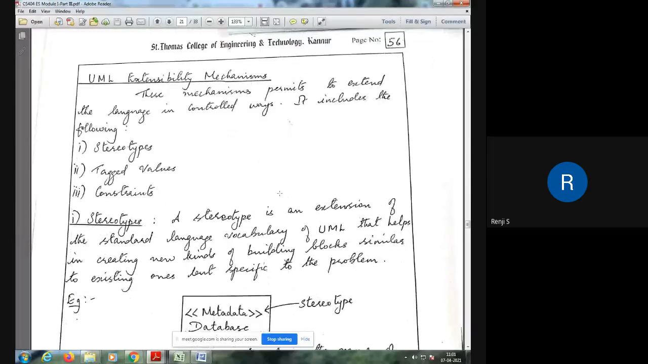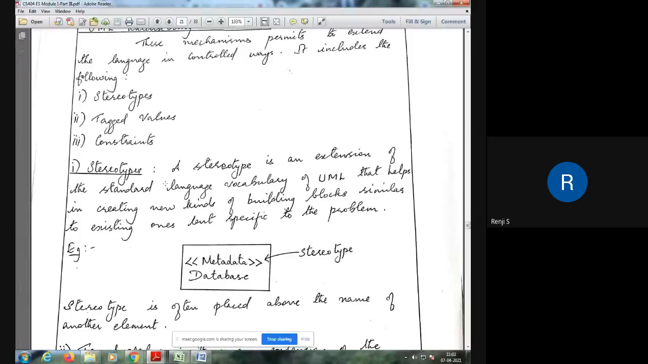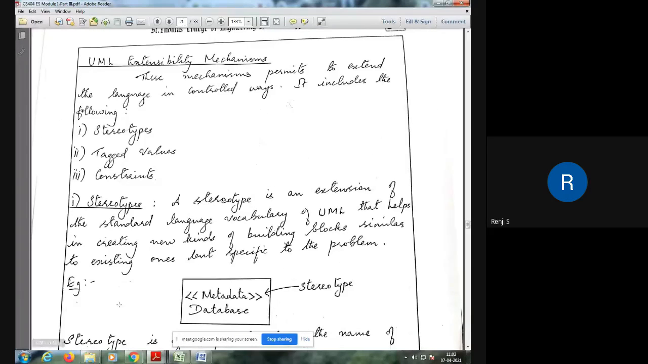Now, before going on to the example, there are certain mechanisms that should be covered. That is, in UML, there is a mechanism called the UML extensibility mechanism, because we come across these syntax or these symbols frequently in UML diagrams. So you have to know what it represents.